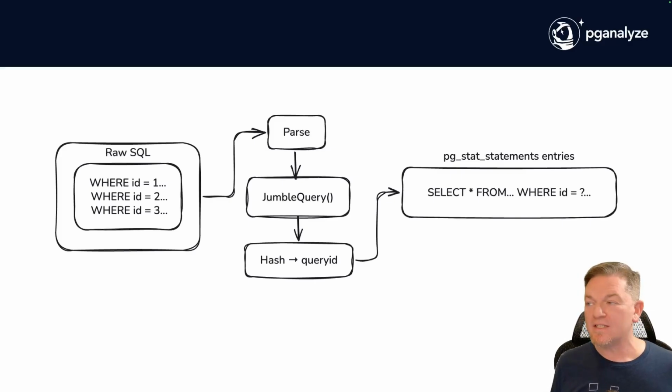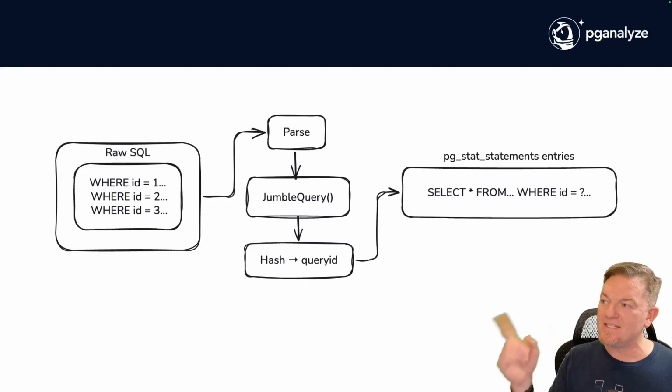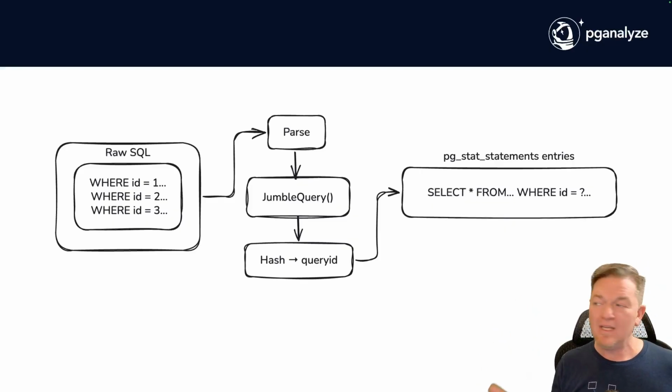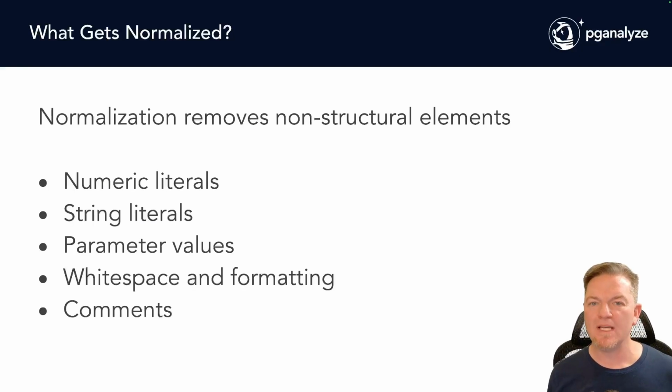And so a quick example would be something like this. I have the exact same query. I'm simply changing the where value, ID equals 1 or 2 or 3. Otherwise, it's the exact same query. It gets parsed, goes into JumbleQuery. The end result of that is hashed, and we end up with one entry in pg_stat_statements. I could run this 1,000 times with 1,000 different ID clauses, and I would still just get one entry in pg_stat_statements.